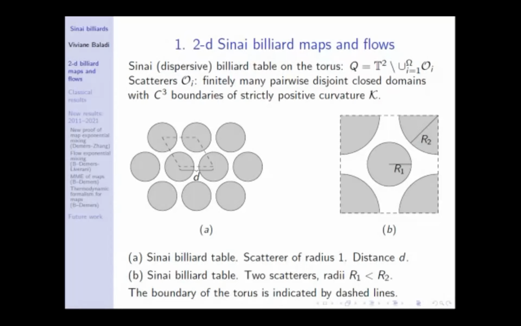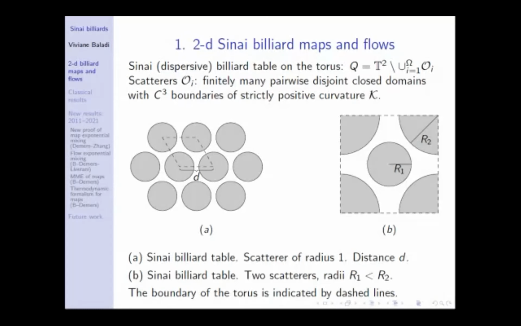What is important is that there are closed domains which are disjoint, and that have a boundary which is smooth enough, C2 plus epsilon or C3, which is with strictly positive curvature. So Sinai billiard in this talk is a synonym of dispersive billiard. I don't need the perfect disks.